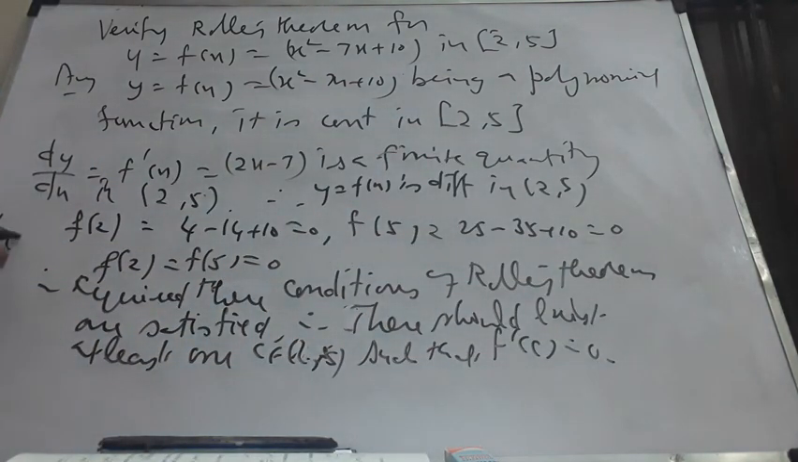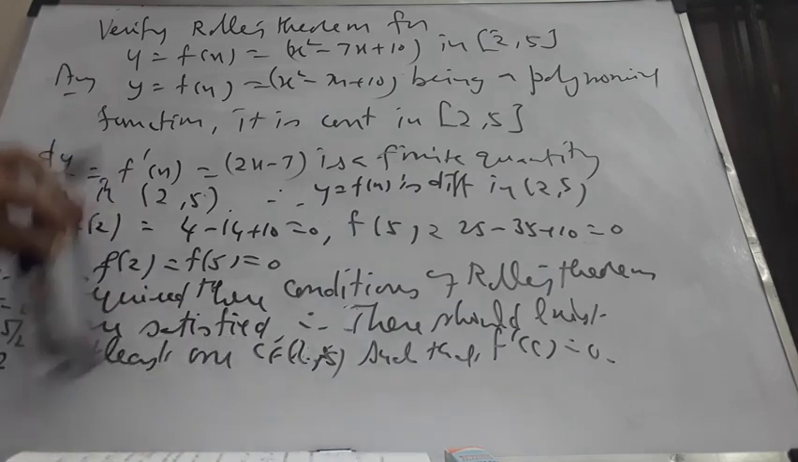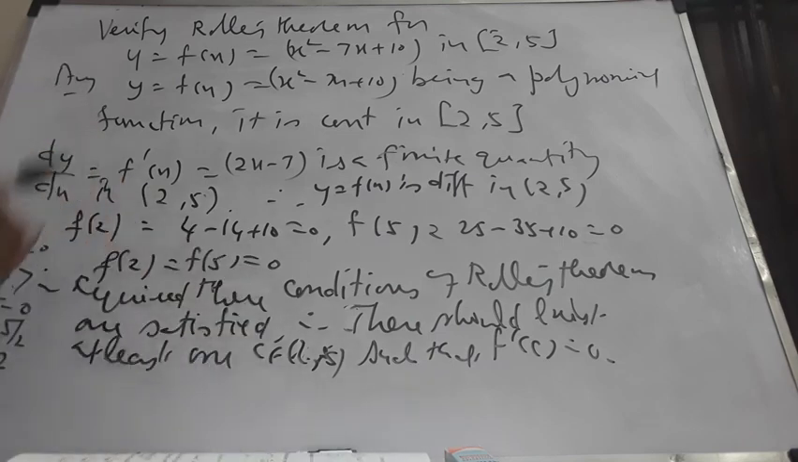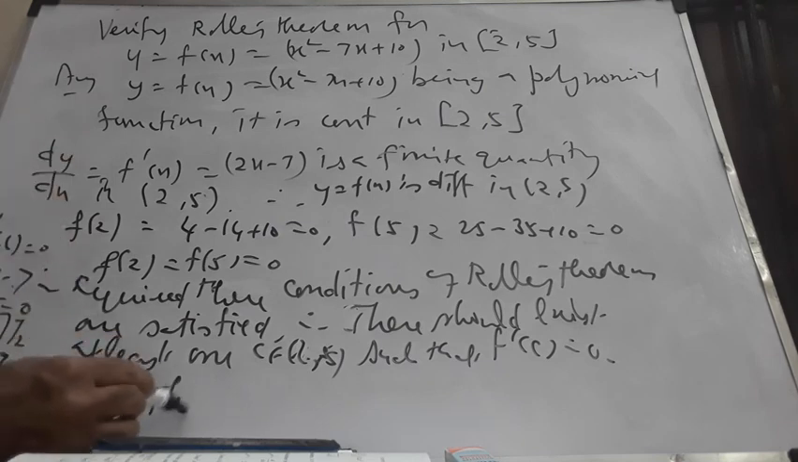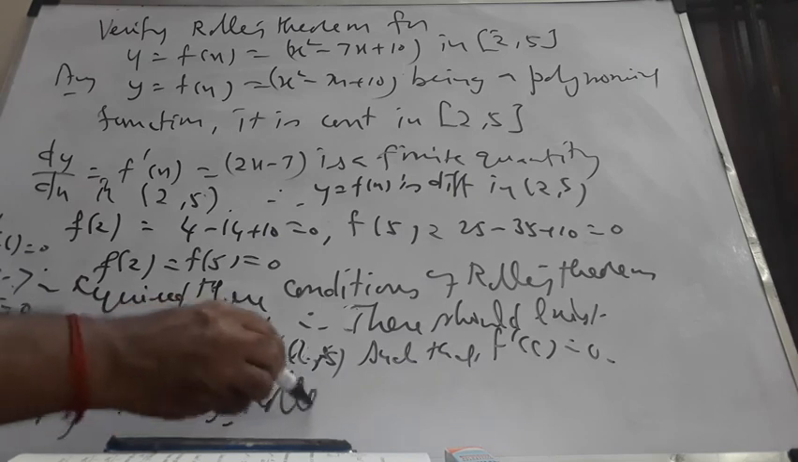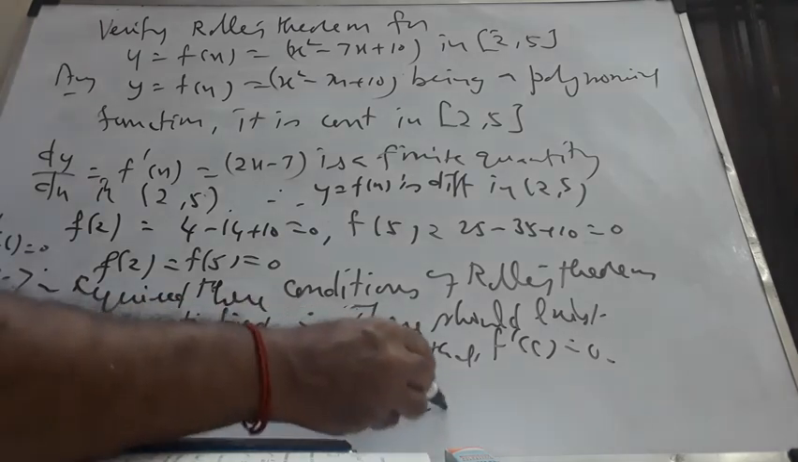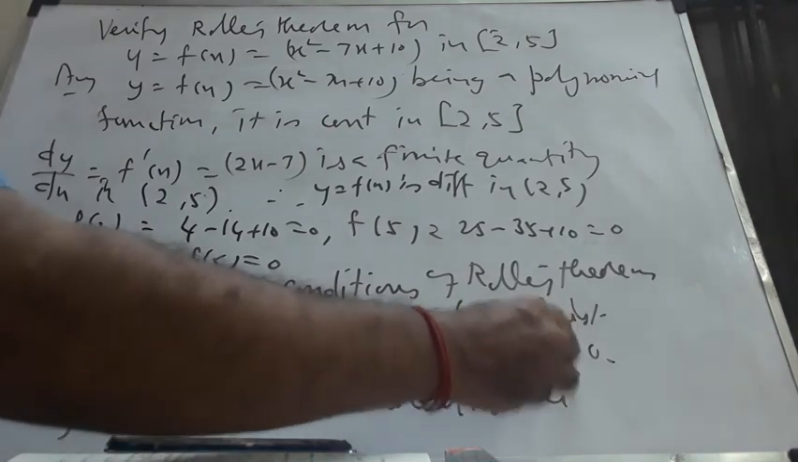Let me write over here f dash of c is equal to 0 implies 2c minus 7 is equal to 0. Therefore, c is equal to 7 by 2, which is 3.5. 3.5 is an element of the interval 2 comma 5. Thus, Rolle's theorem is verified.